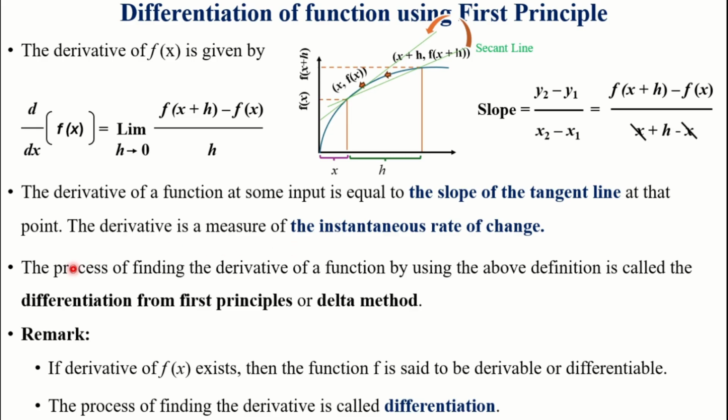The process of finding the derivative of a function by using the definition is called differentiation from first principles or the delta method. If the derivative of f of x exists, then the function f is said to be derivable or differentiable. The process of finding the derivative is called differentiation.